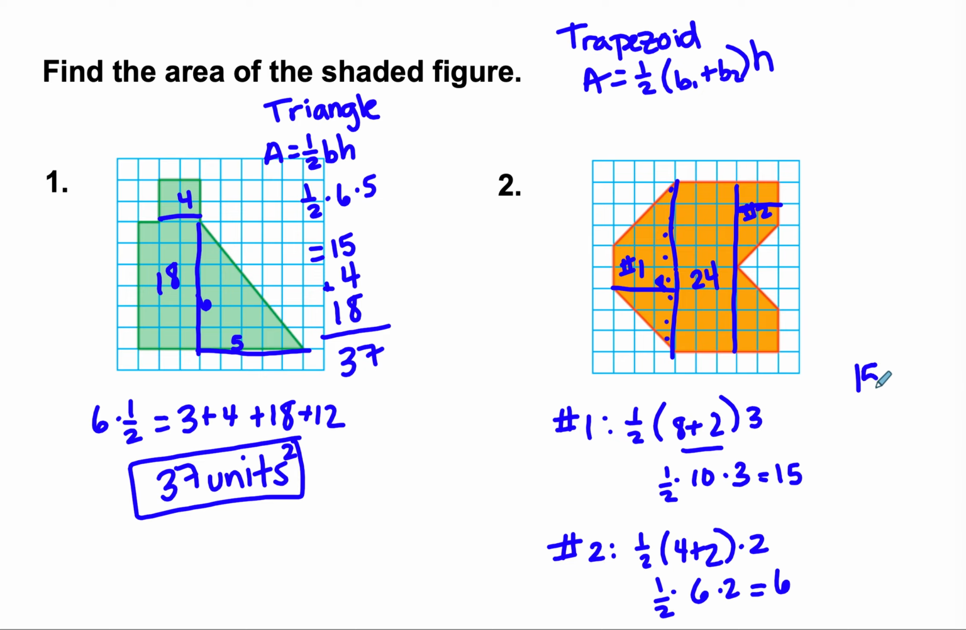So I have 15 plus 24 plus 6 plus 6, and let's see what that gives me. So 15 plus 24 plus 6 gives me a total of 51 units squared. If you counted individual squares, you should have still gotten that same answer.